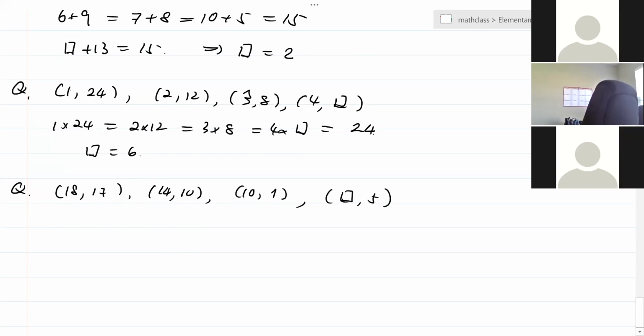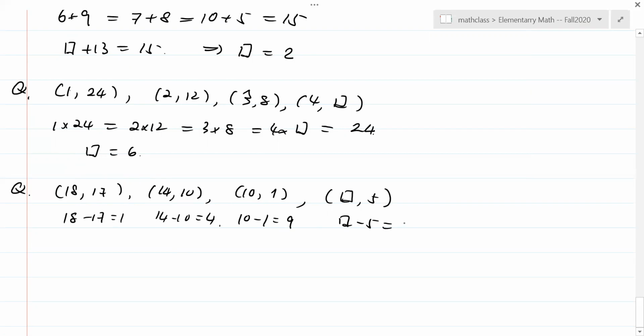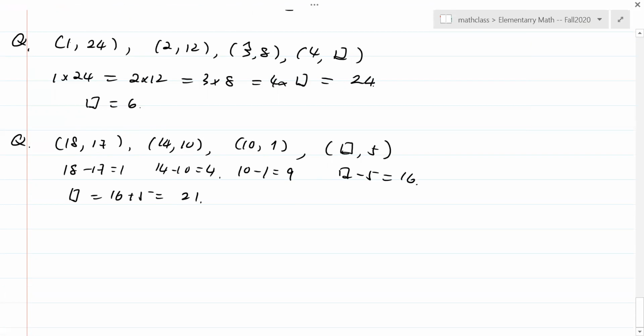Okay. So I try to take the difference, okay? 18 minus 17 is 1. 14 minus 10 is 4. 10 minus 1 is 9. Okay, I look at the 1, 4, 9. This is a pattern, right? So that should be equal to 16. So the number should be equal to 16 plus 5, which is 21. Okay? See, they're not in common, but they're changing. They're related. Okay, those pairs of numbers are related.